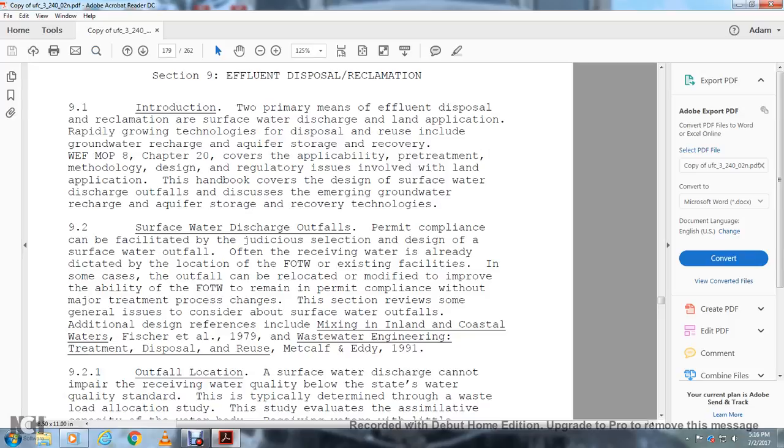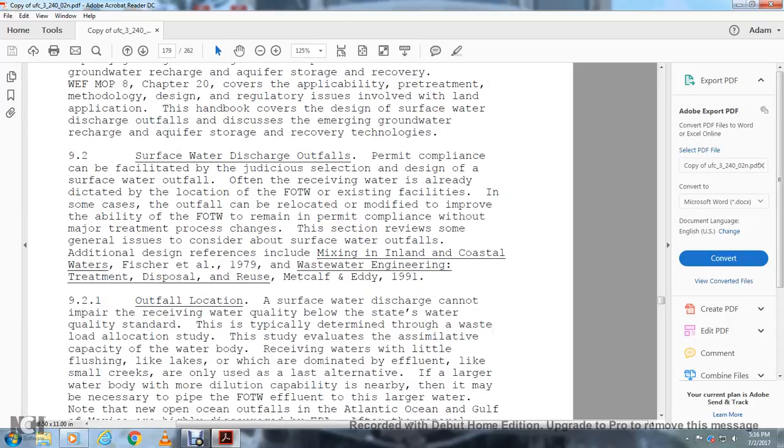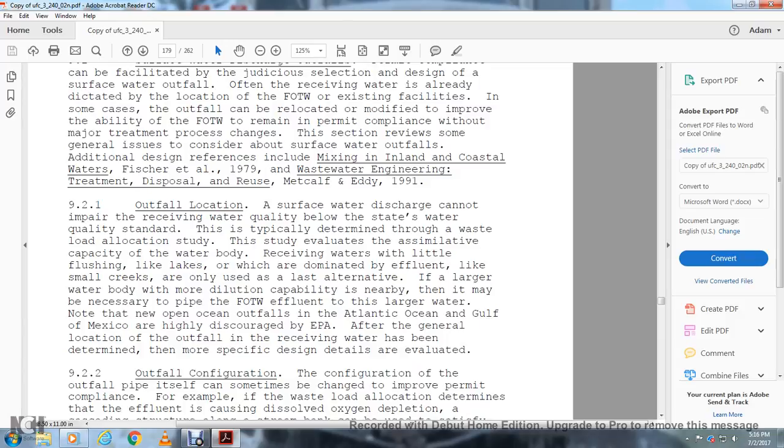Additional design references include mixing inland and coastal waters, Fischer et al. in 1979, and wastewater engineering, treatment, disposal, and reuse, Metcalf and Eddy in 1991. Outfall location. Surface water discharge cannot impair the receiving water's capability below the state water quality standard, which is typically determined through the waste load allocation study.